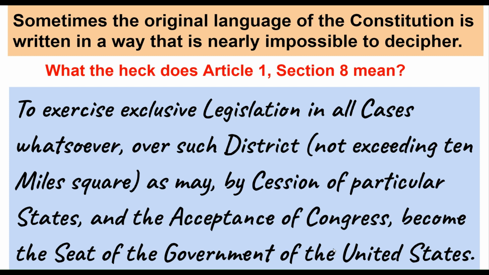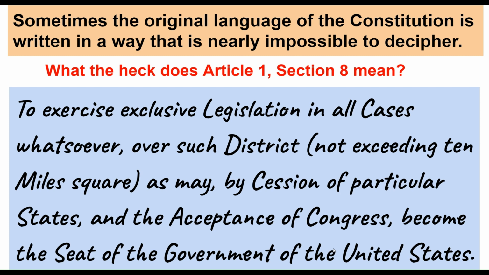Well, you pick it apart. First, let's look at become the seat of the government of the United States. That means, where is the national capital city going to be? You got to remember, in 1787, when the Constitution was written, there was no Washington City. There was no Washington, D.C. It was built out of scratch farmland later.